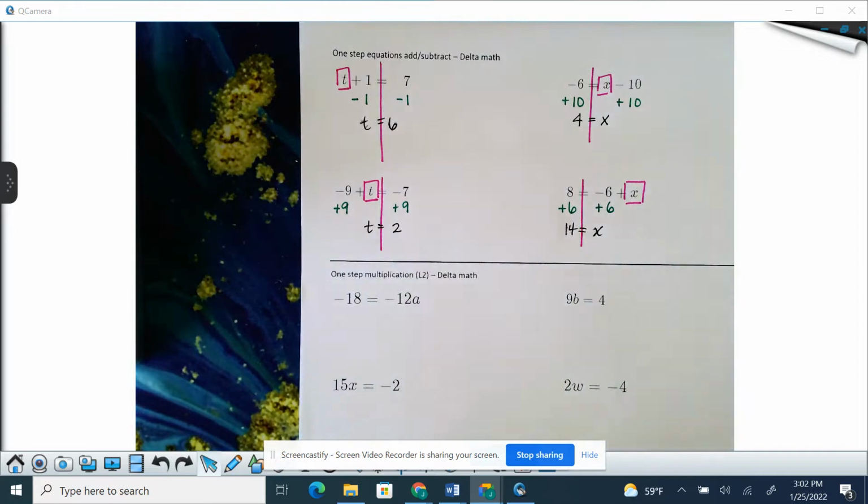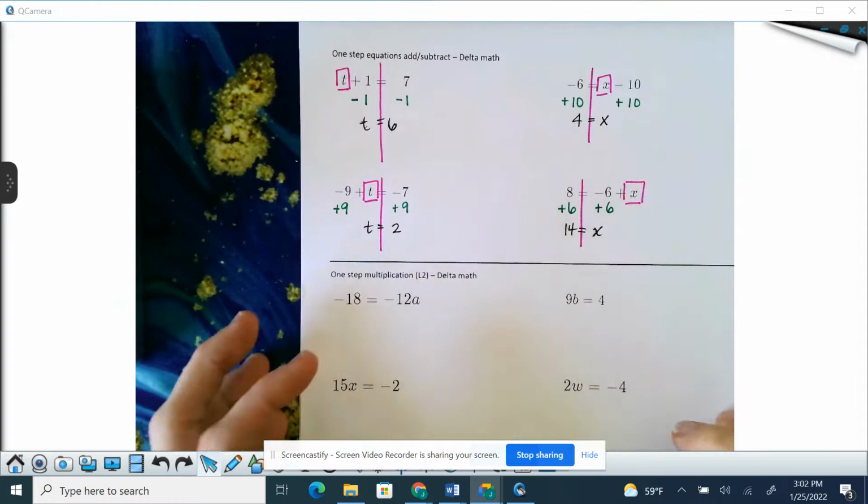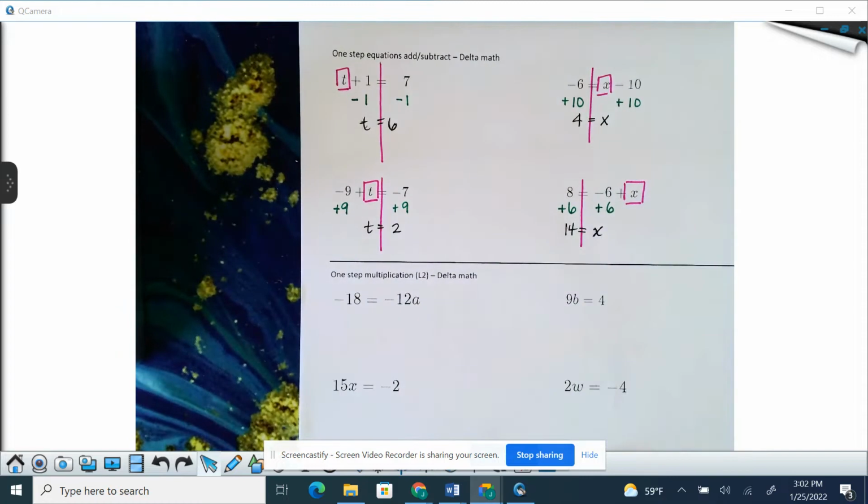And the Delta Math, that was add and subtract. Hopefully you didn't have too many issues there. If anybody has a question, like I said, just hit me up in the conversation box on the right.